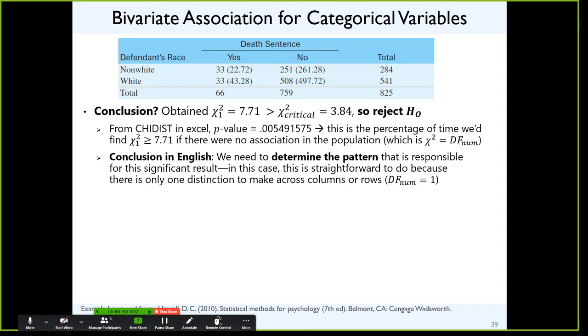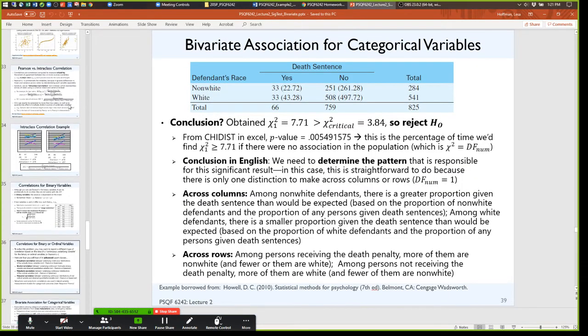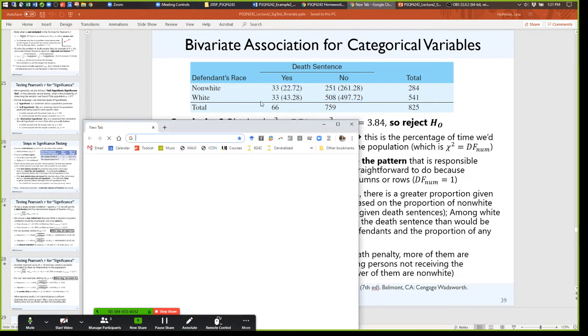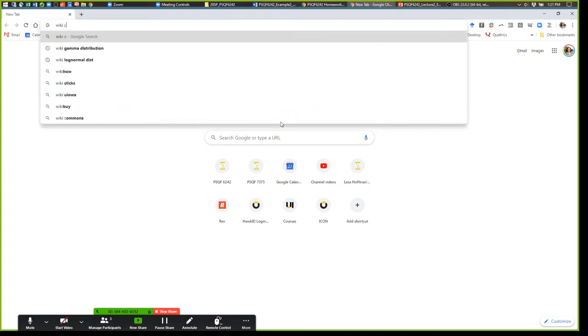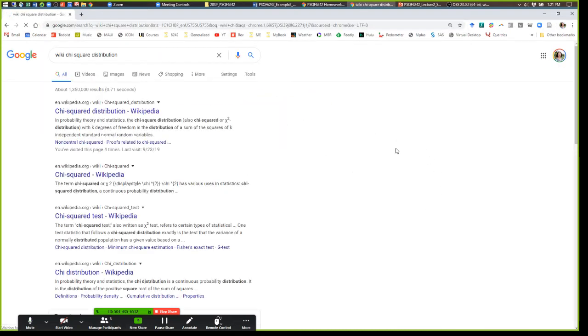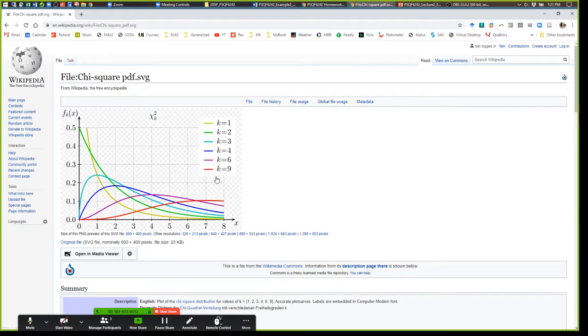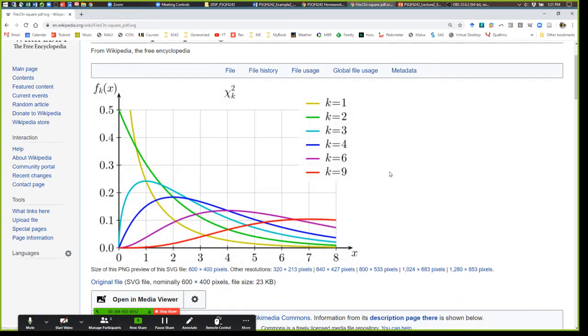Let me see if I can pull up a table or something. There's a table and there's a picture. It'll be faster to ask the Google. Wiki, chi-square distribution. I know I have it somewhere in my slides, but I didn't put it in this one for whatever reason. Here it is. Let's look at this picture. Thank you, Wikipedia. This is a chi-square distribution under different degrees of freedom. We're the yellow one. So what we just found is out here between 7 and 8.